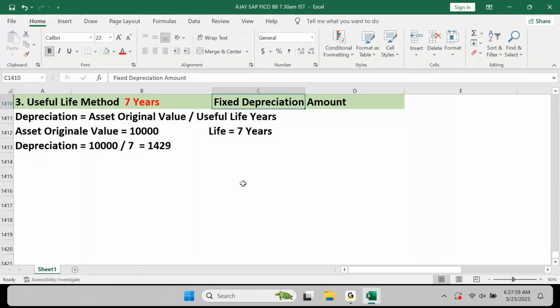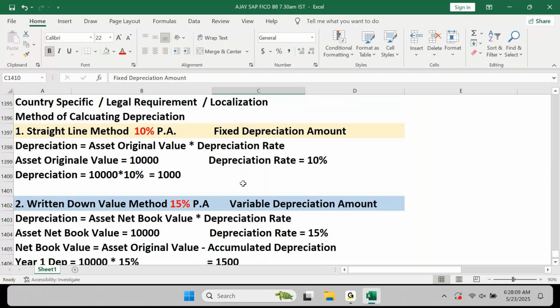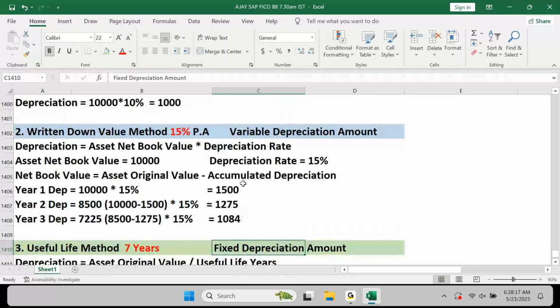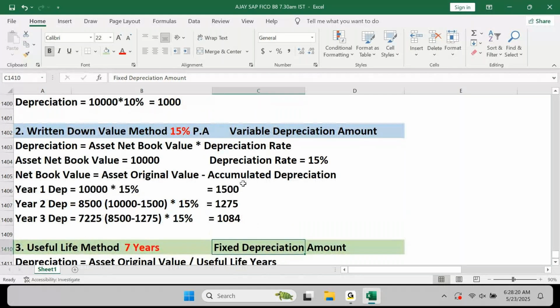Are these three calculations clear? Straight line, WDV, useful life. Yes, sir. If in WDV we want to calculate depreciation monthly, then we will keep reducing the amount as per subsequent months, right? In the second month, we will reduce the amount of the first month's depreciation. No, so depreciation is not calculated monthly. Depreciation is always calculated yearly.